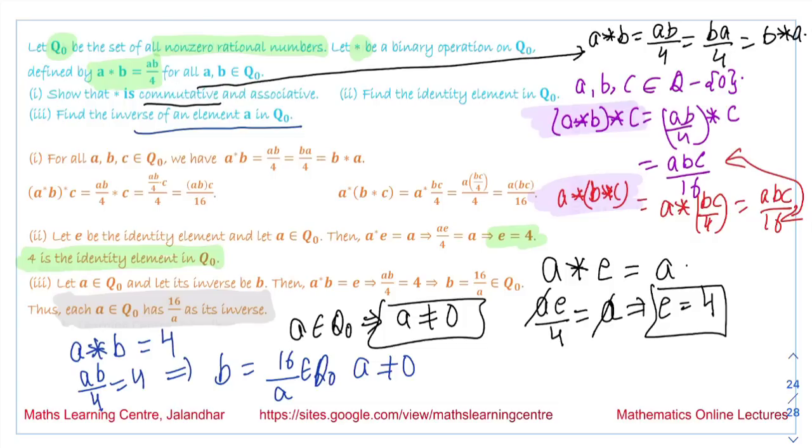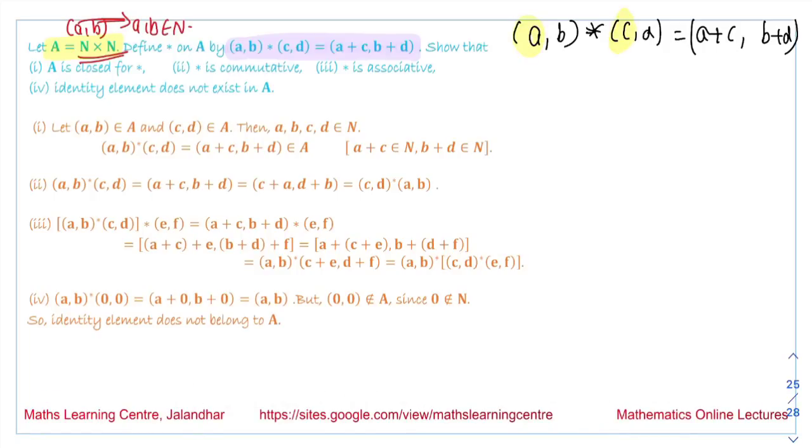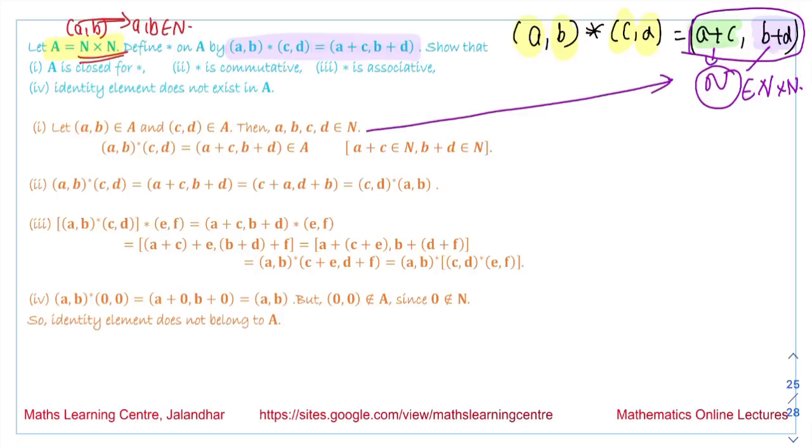We have to show that A is closed for star. Closed for star means we are talking about A comma B star C comma D. This is equal to A plus C comma B plus D. If A and C are natural numbers, B and D are natural numbers, then this A plus C and this B plus D, both these numbers are natural numbers. So both these elements are natural numbers, which means this belongs to N cross N, and this proves that this operation is closed.